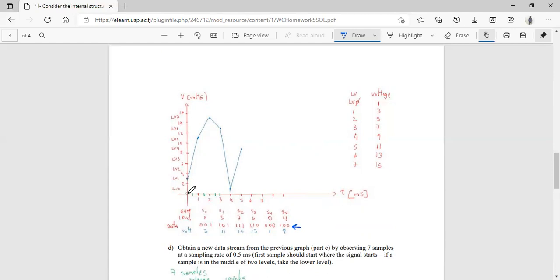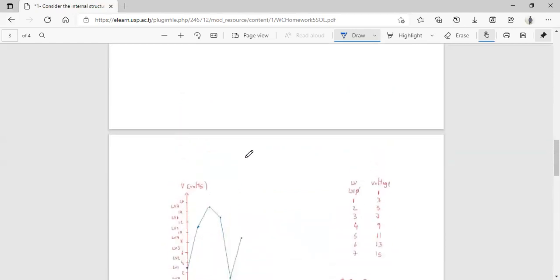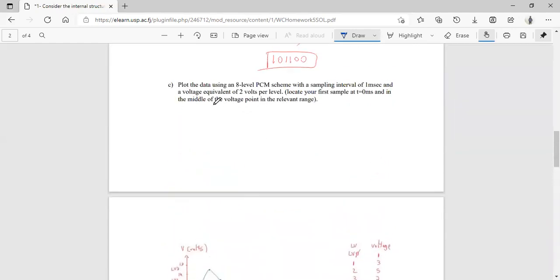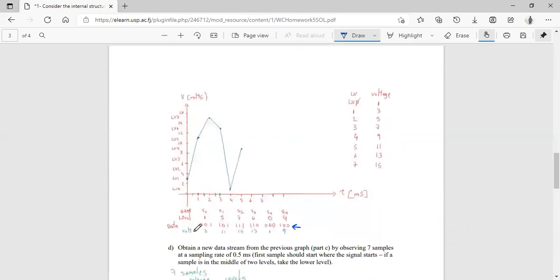So level 1 is where? Level 0, level 1 is in this particular range, isn't it? So it says in the middle of the voltage point. The range for this level 1 is from 2 to 4. So in the middle is 3 volts, right? So we'll plot our point at 3.